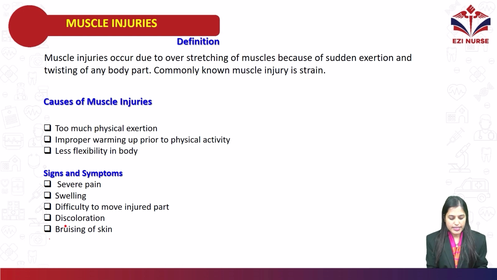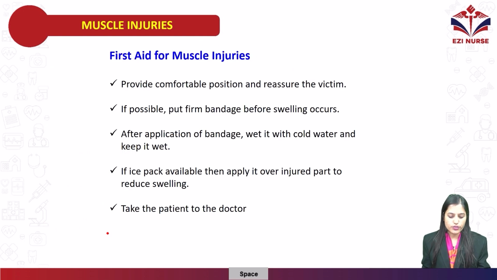Then discoloration, which means the skin color will change, and a bluish color will be there. Then bruises of the skin, meaning bluish discoloration of the skin, may happen. Those are the signs and symptoms of muscle injuries that you can observe. Next, let's move on to the management.